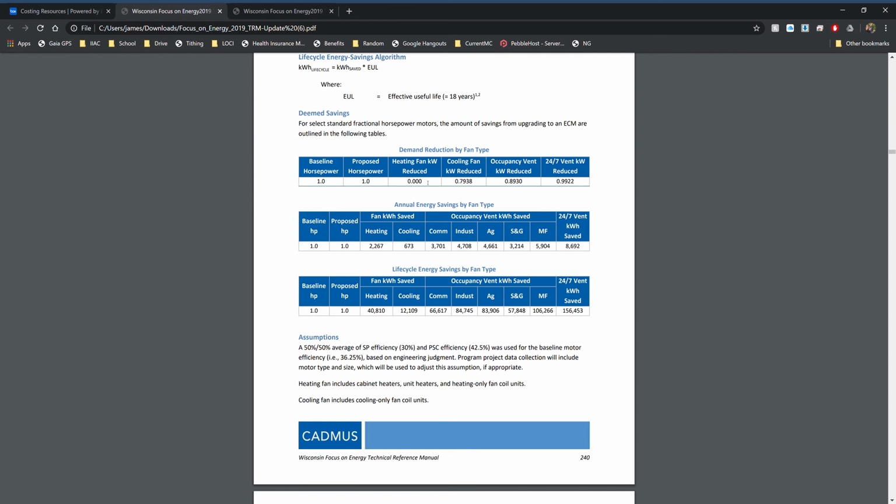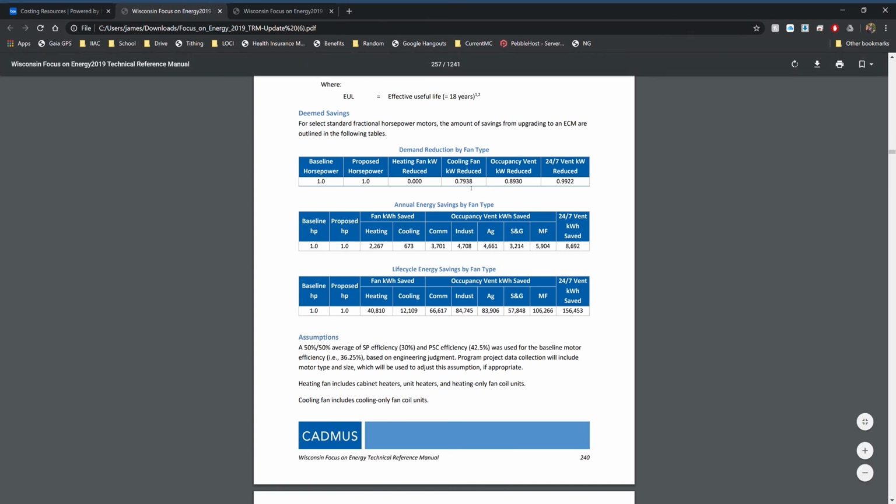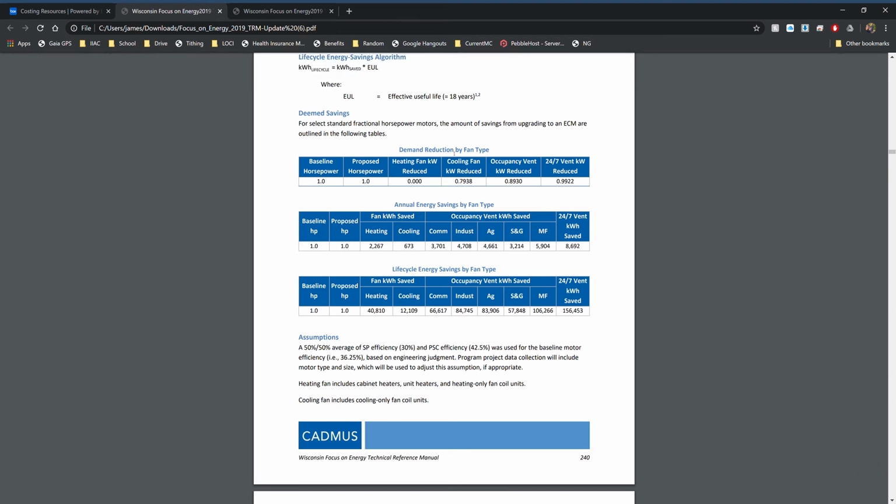If you see heating fans versus cooling fans versus occupancy fans versus 24/7, we're obviously going to see different numbers on these based off of how they operate. Heating fans hopefully will not be operating during peak hours of the day, but cooling fans probably will. So there are things that you have to look for there. Just make sure you're thinking about this, but again, this is a good place to benchmark yourself.